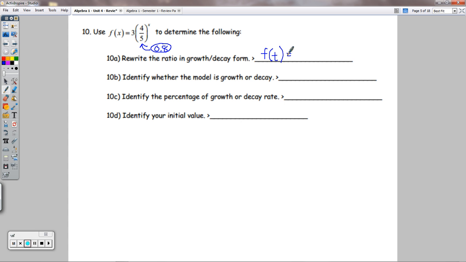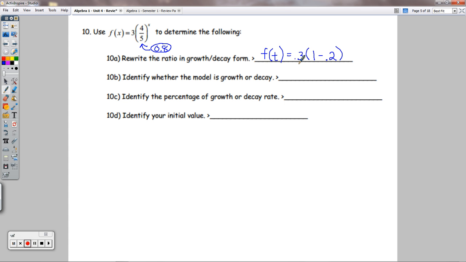So f of t, we could say f of x instead if we wanted to, but I'll go with f of t because that's the way at least I had initially taught it. We have 1 plus or minus something in parentheses, but the 3 stays out in the front, and then this would be 1, and to get a number that equals 0.8, I would have to subtract this number from 1. That gives me 0.2. So 1 minus 0.2 is 0.8.